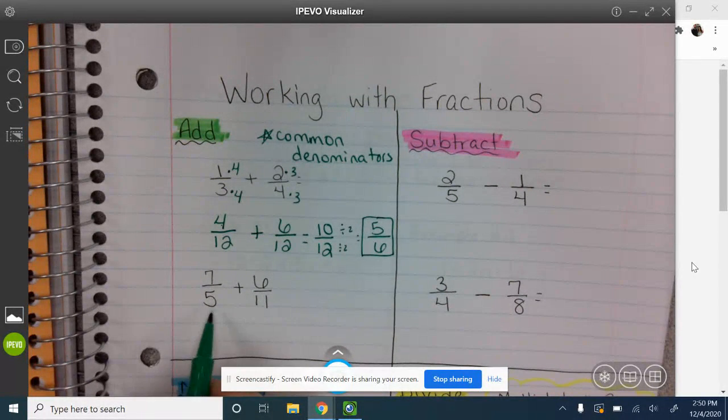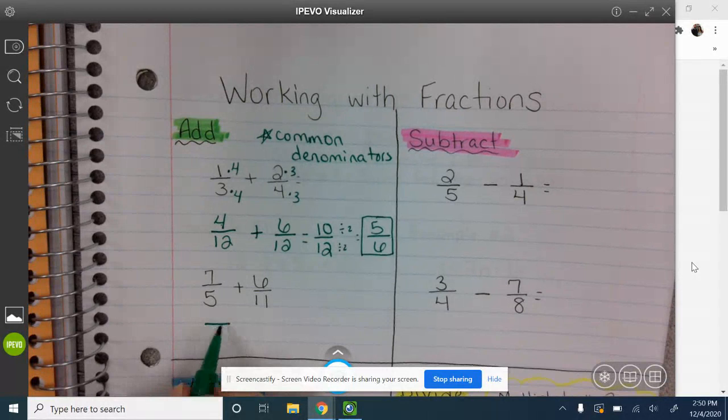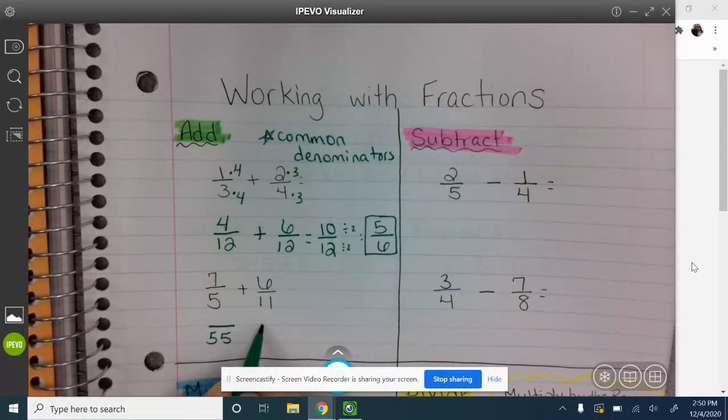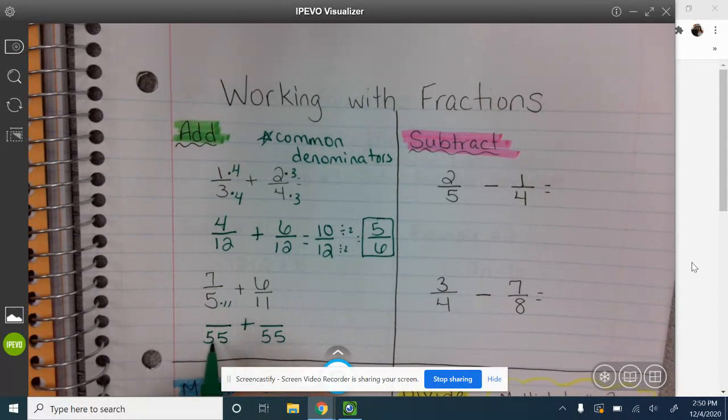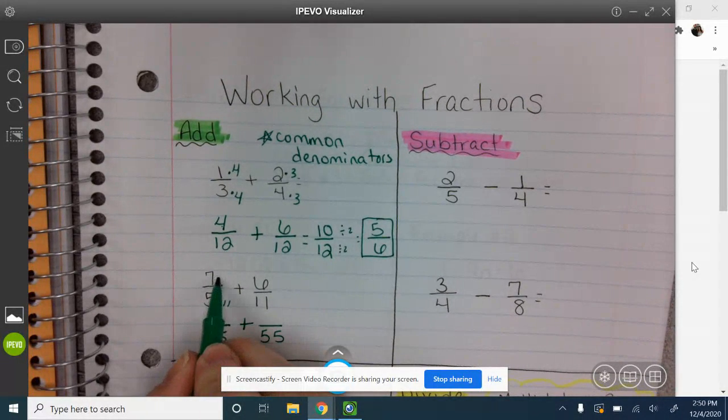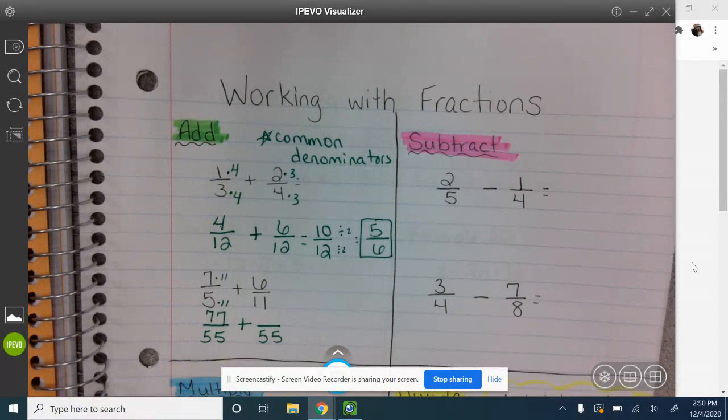The second one we're going to look at with adding fractions is 7/5 plus 6/11. Again, we can just multiply 5 times 11 to get a common denominator. This time, that's going to be our best option again. We did 5 times 11 to get to 55. 7 times 11 is 77. 11 times 5 is 55. So 6 times 5 gives me 30.